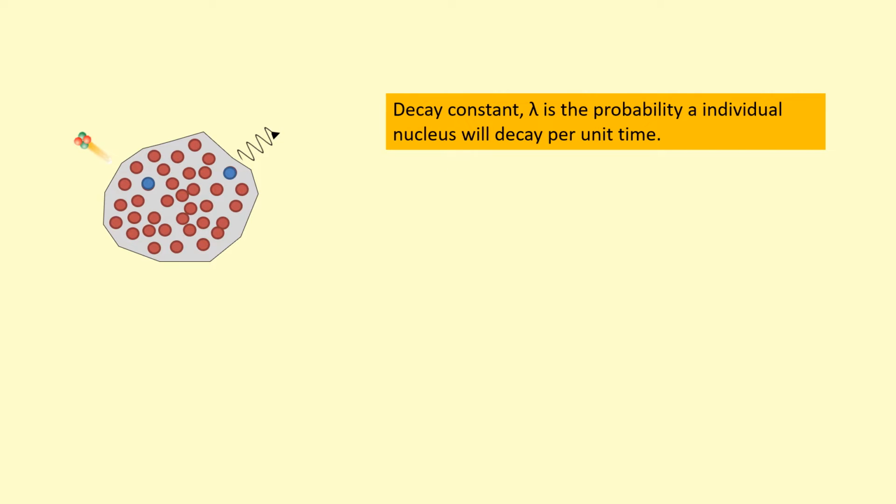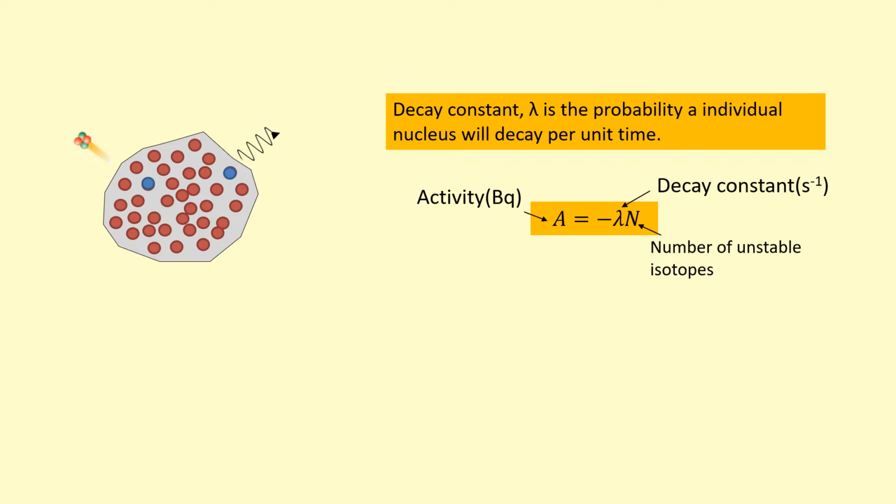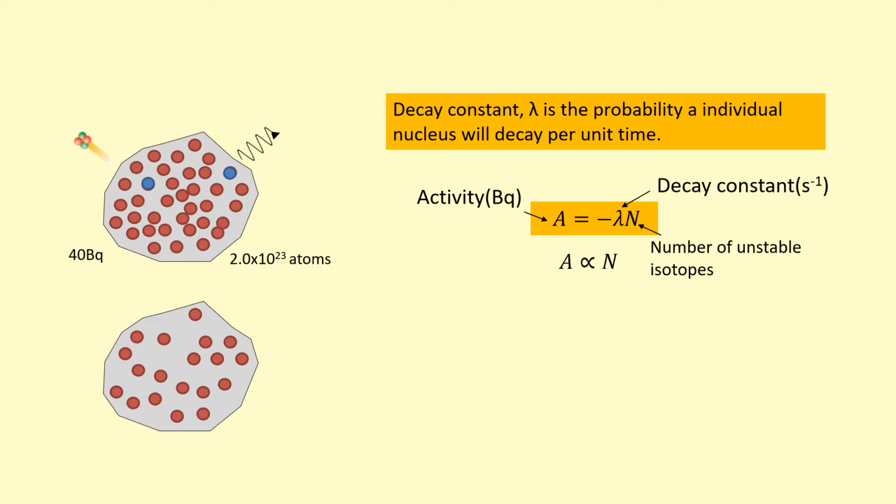The decay constant is related to the activity by this equation here. The activity is equal to the decay constant times the number of unstable isotopes. The unit for the decay constant is per second in order to get your activity in becquerels. You can see the activity is directly proportional to the number of isotopes. So that means if there are more isotopes in a rock, for example, the activity of that rock is going to be larger. So for example, let's take these two examples.